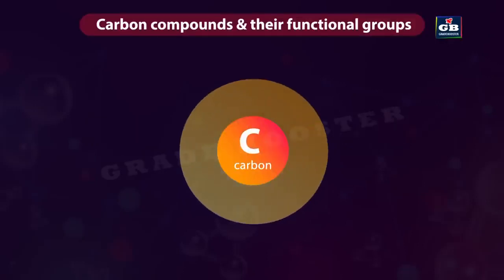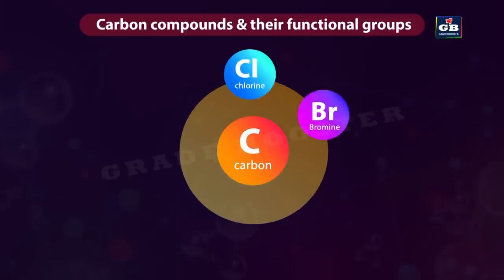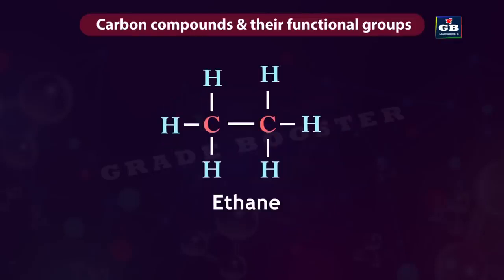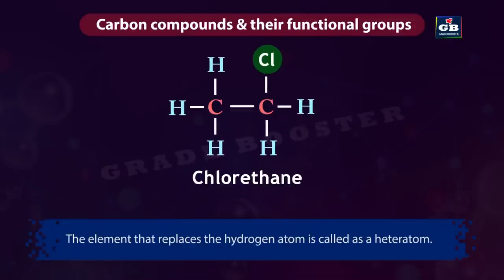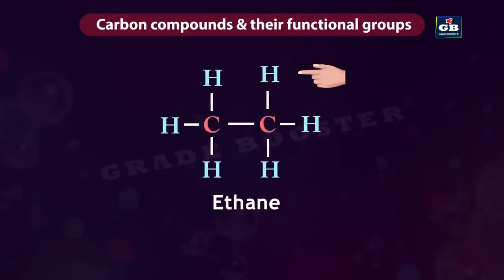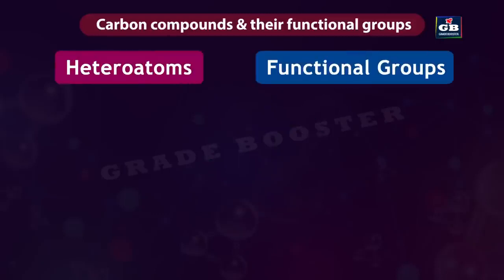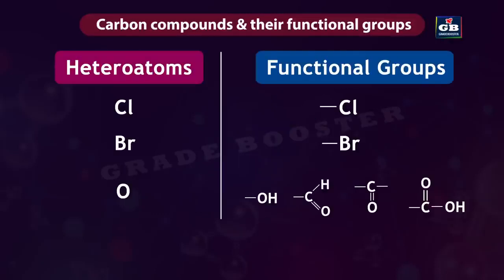Carbon can form bonds with other elements like chlorine, bromine, oxygen, nitrogen and sulfur and forms new compounds. New carbon compounds are formed when a hydrogen atom of the hydrogen-carbon chain is replaced by an element. The element that replaces the hydrogen atom is called a heteroatom. For example, here a hydrogen atom of this compound is replaced by a chlorine atom. So here chlorine is the heteroatom. These heteroatoms form the functional groups of the compounds.